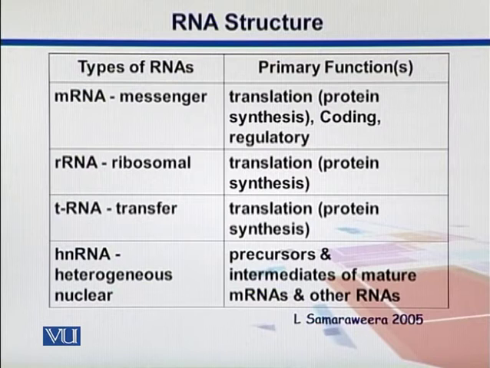It can also perform some regulatory functions. Ribosomal RNA and transfer RNA help in protein synthesis, so they play a role in translation, but they are not themselves translated. Messenger RNA is translated. And then we have hnRNAs, heterogeneous nuclear RNAs, a different combination of nuclear RNAs. They are precursors and intermediates of mature RNAs or other RNAs. So when transcription takes place in the nucleus, the nucleus becomes a mixture of a variety of RNAs. That's why we call them heterogeneous nuclear RNAs.